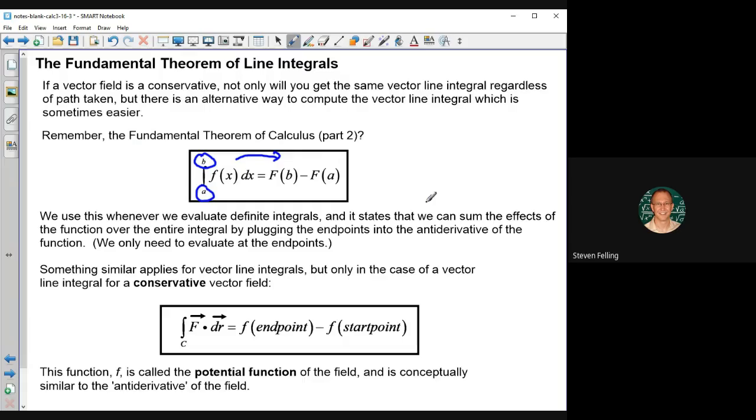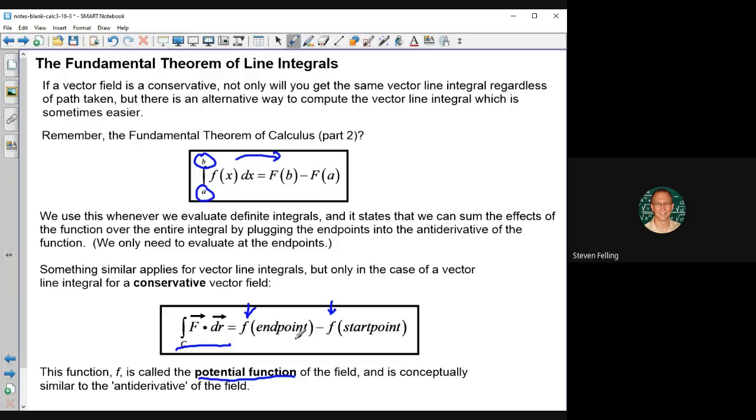This states that the sum of the effects of this function over the entire integral is determined only by the endpoints, through the value of the antiderivative at the endpoints, okay? There's something similar for vector line integrals of conservative vector fields. If you have a line integral for a vector field, and it happens to be conservative, there is a function where you can plug in the endpoint and the start point and subtract the two, and you'll get the same value as if you integrated carefully along any path. This function is called a potential function. It's a potential function of the field, and it's conceptually similar to the antiderivative of the field, okay?